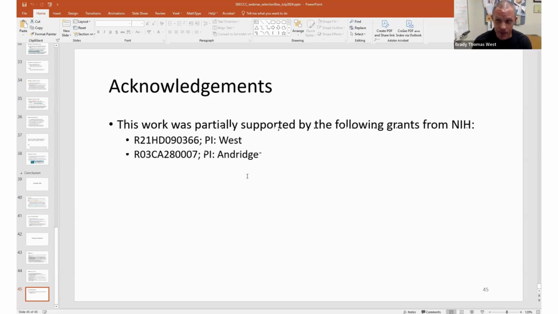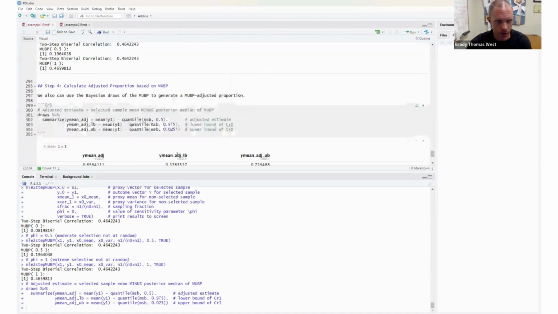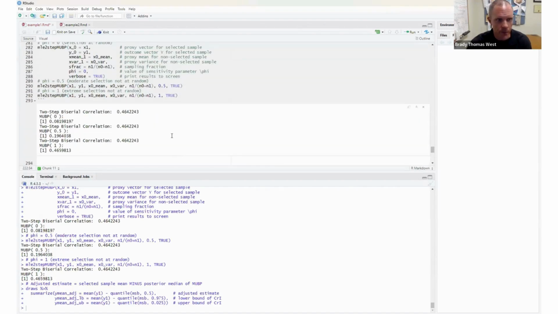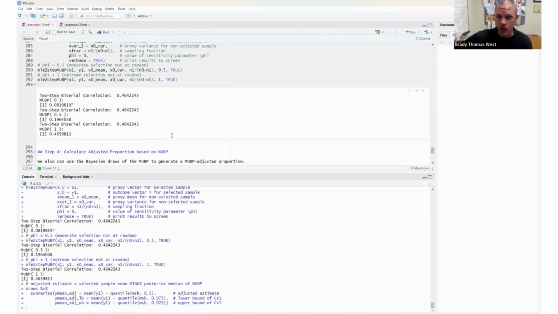That's the thing about the maximum likelihood approach. It's not. When I ran those analyses in the maximum likelihood approach, I'll just go back here real quick. You're just getting a single point estimate of what that bias is for each choice of phi. So when I said phi was 0, the maximum likelihood estimate of that bias was 0.08. I'm not getting a standard error. I'm not getting a confidence interval. I'm just getting that point estimate.